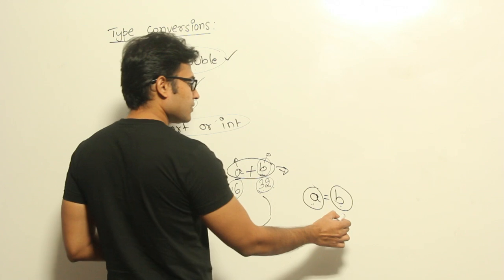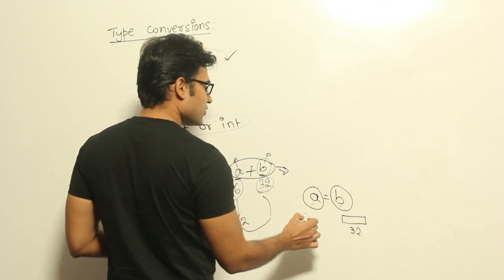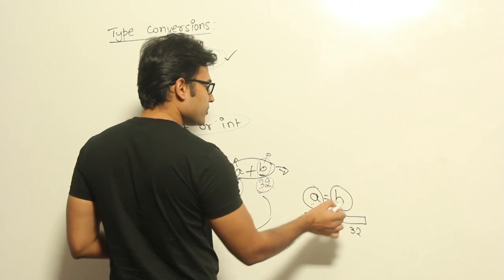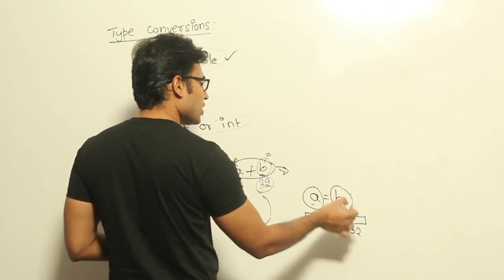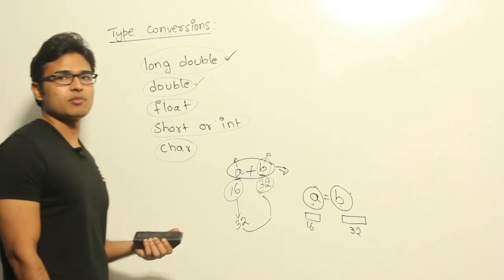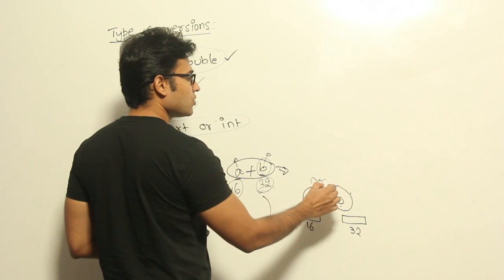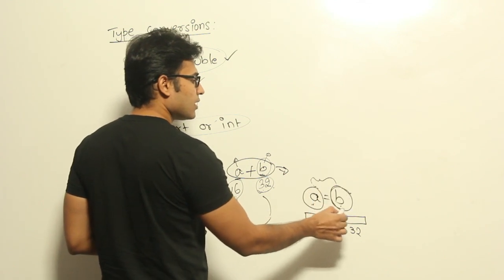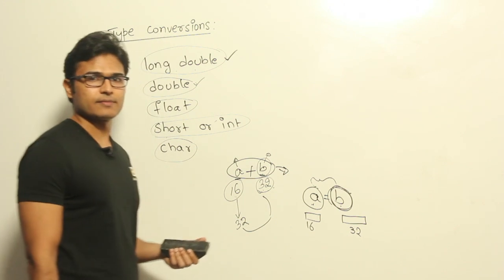Now let us assume that the size of B is 32 bits, right? And the size of A is 16 bits. So ultimately this one has to be stored here, and so we are going to convert this type to this type and we are going to save it here. That is the second type of conversion. So in case of assignments, we are always going to convert the right hand side into the type of the left hand side, right?